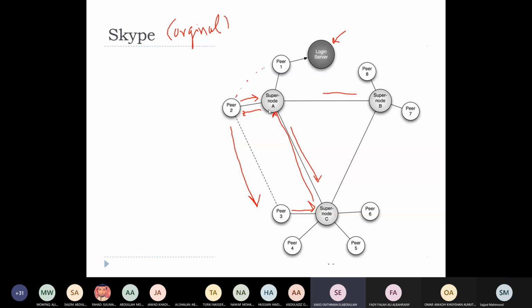Doctor, does this architecture make it hard to find a peer? Like if there are millions of peers, does it make it hard and take time?